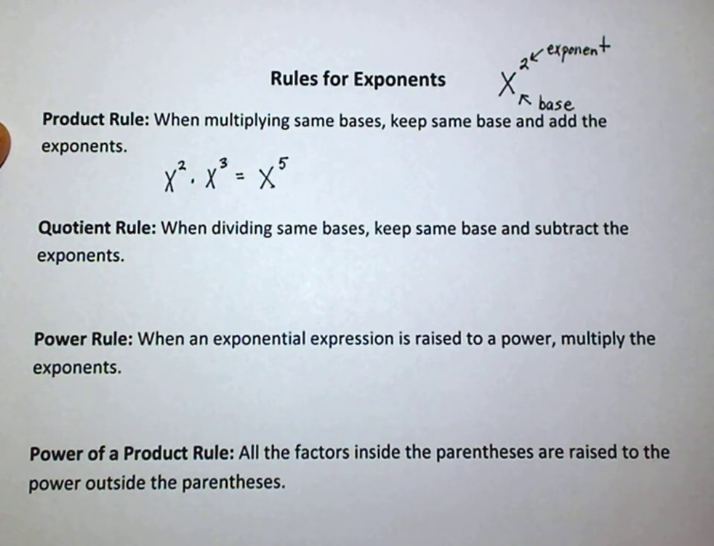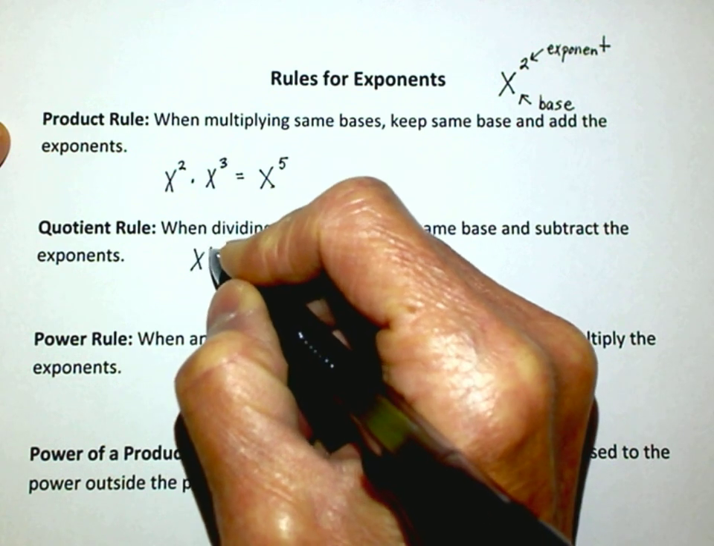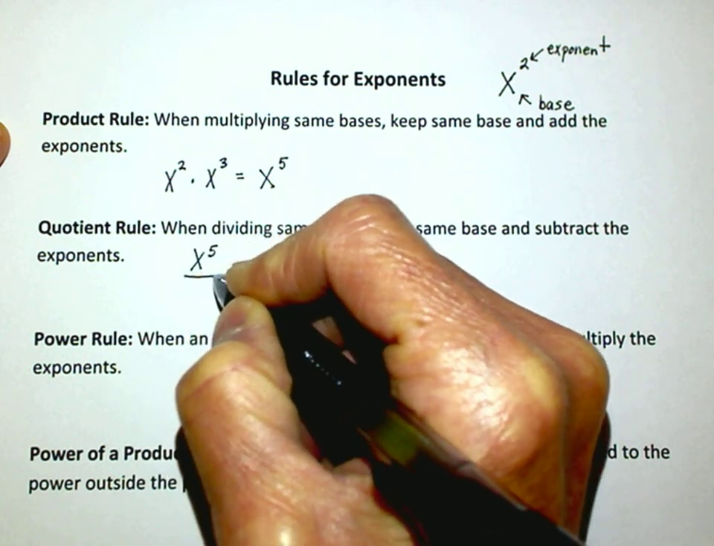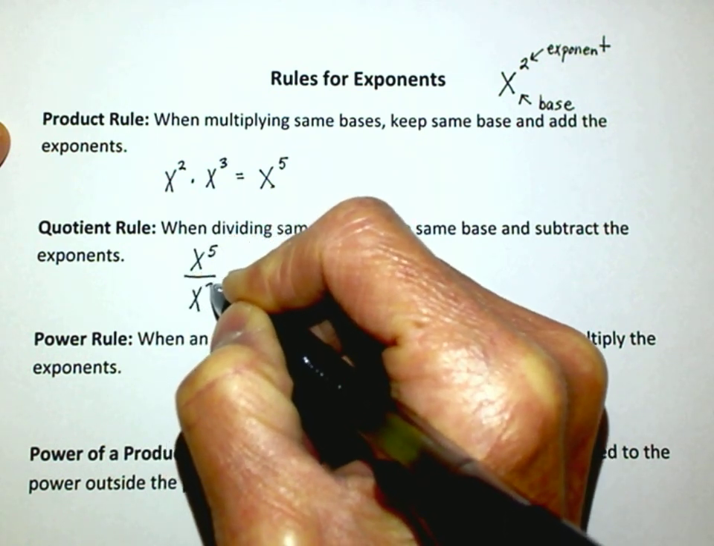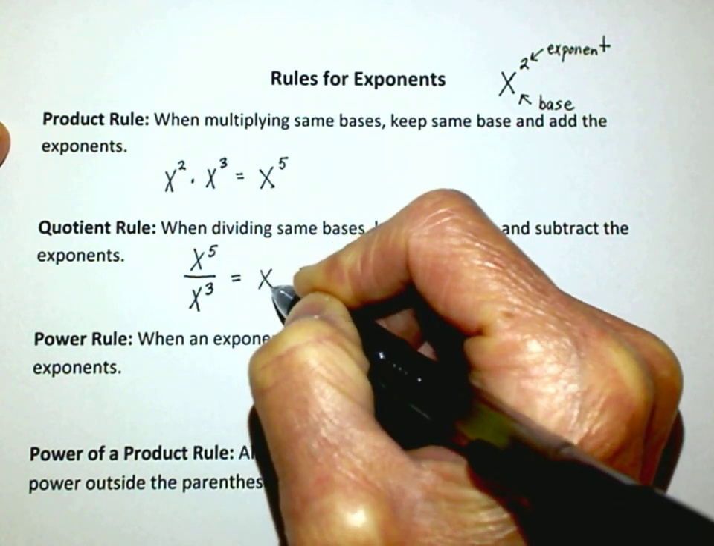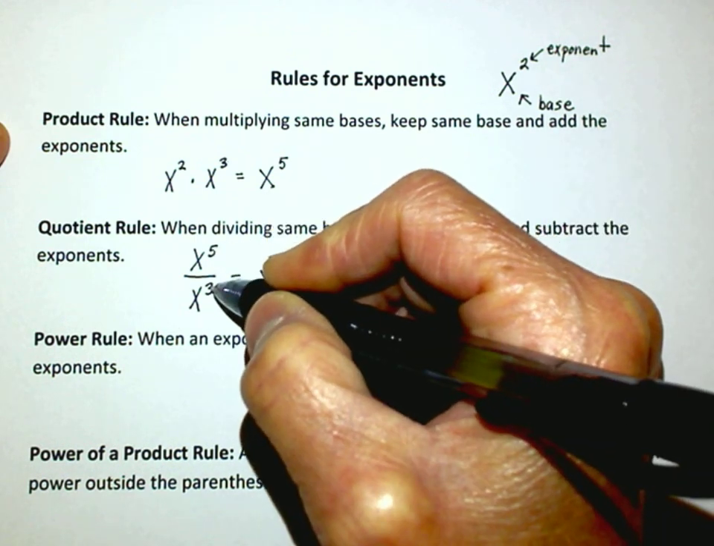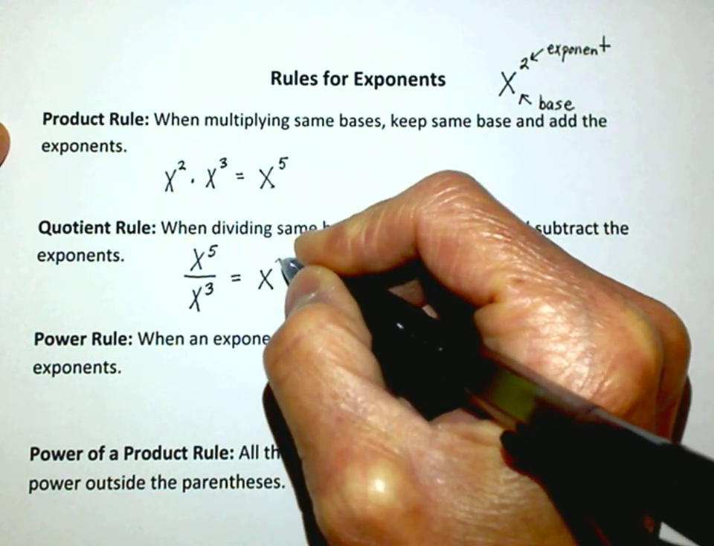The quotient rule tells me that when dividing the same bases, keep the same base and subtract the exponents. So if I have x to the 5th divided by x cubed, we keep the same base, subtract the exponents. 5 minus 3 is 2.